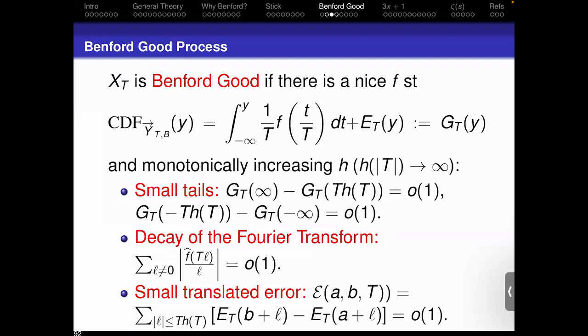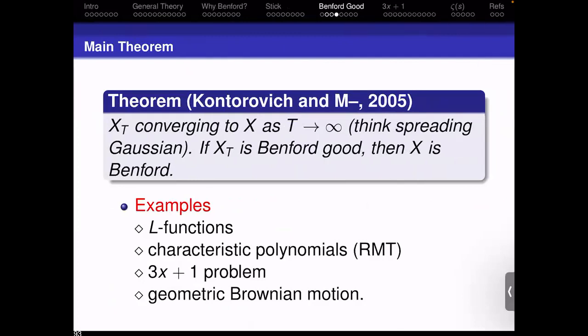And the last, and this is the most difficult part, is the small translated errors. We said that we had a main term for the CDF, which was integrating density plus an error. We need some control over that error. And that is the most difficult part of all the proofs. That's the part where you really have to use things that are specific to the problem that you're looking at. And so, some of the examples where we can apply this are L functions, characteristic polynomials from random matrix theory, the 3x plus 1 problem. And so as long as these conditions are satisfied, then the initial process is Benford.